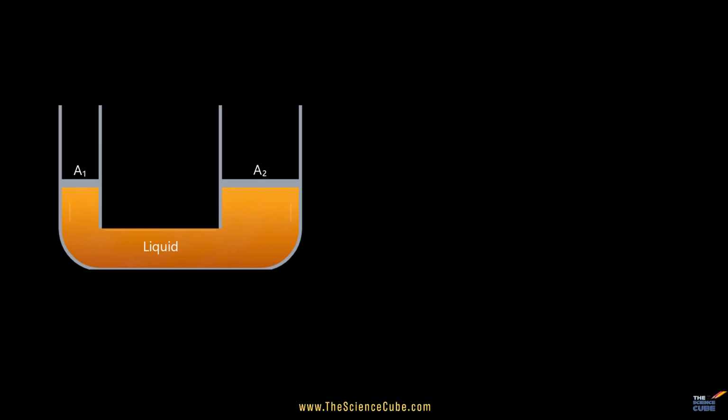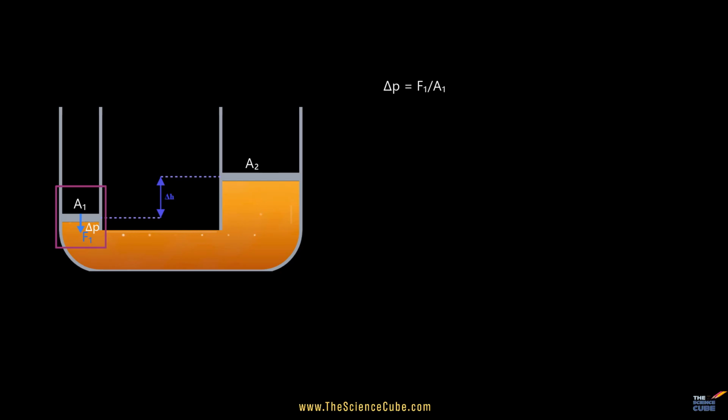Now, we apply force F1 on this piston that would create an added pressure delta P equal to F1 upon A1. Now, Pascal's law states that in a sealed, incompressible resting fluid, this delta P should appear throughout the fluid and therefore on the big piston as well. So, let us see what happens here.